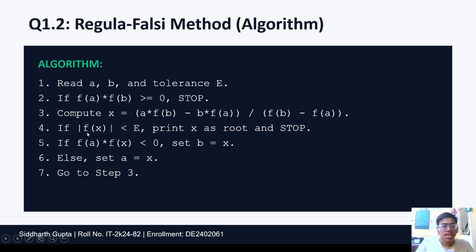Then again the same thing till mod of f(x) is less than e. We will print x as the root and stop. If f(a) into f(x) is less than 0, we will set b is equal to x. Else we will set a is equal to x. So it is very simple.